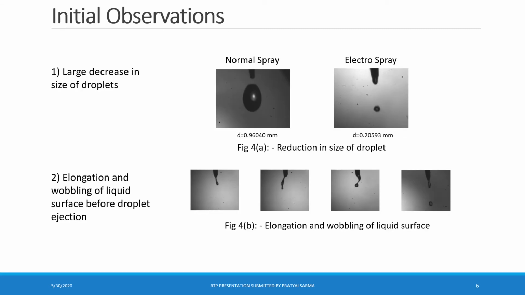So we found initially that as soon as the circuit was switched on, the large droplets broke down into various tiny droplets. It was found that a droplet of around 0.96 mm diameter broke down to form droplets of around 0.20 mm diameter. Also, the surface of the liquid was found to elongate to a large extent, and a wobbling of the liquid surface was found before the droplet was ejected. This could be attributed to the fact that as the potential is applied to the liquid surface, the charges start accumulating on the surface, and they cause the surface to elongate till it reaches a certain limit called the Rayleigh limit.